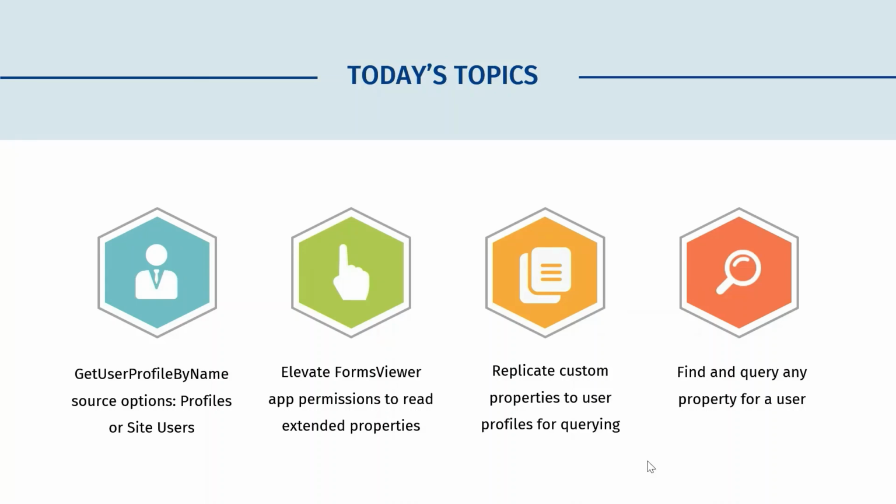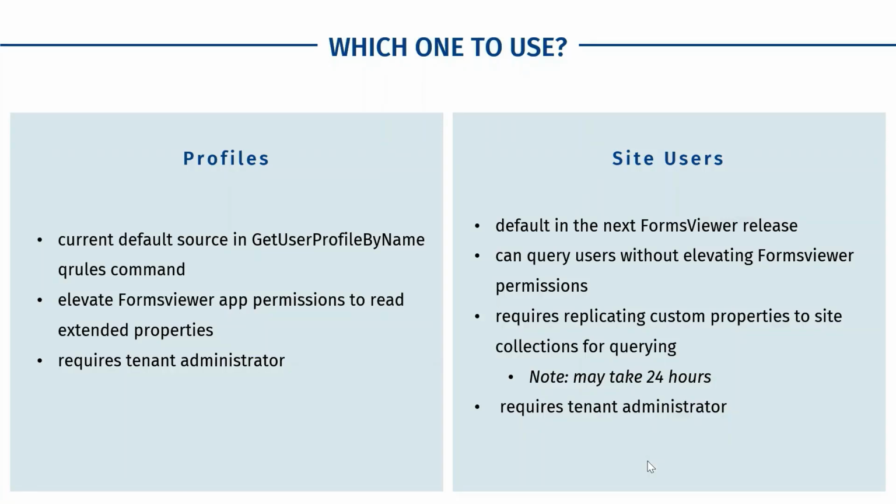So in getting user information, you have two options. You can query the user data from the profile store or from the site users list. It is important to note that the current default source in the get user profile by name command is profiles. And in the next Forms Viewer release, the default will be the site users list.